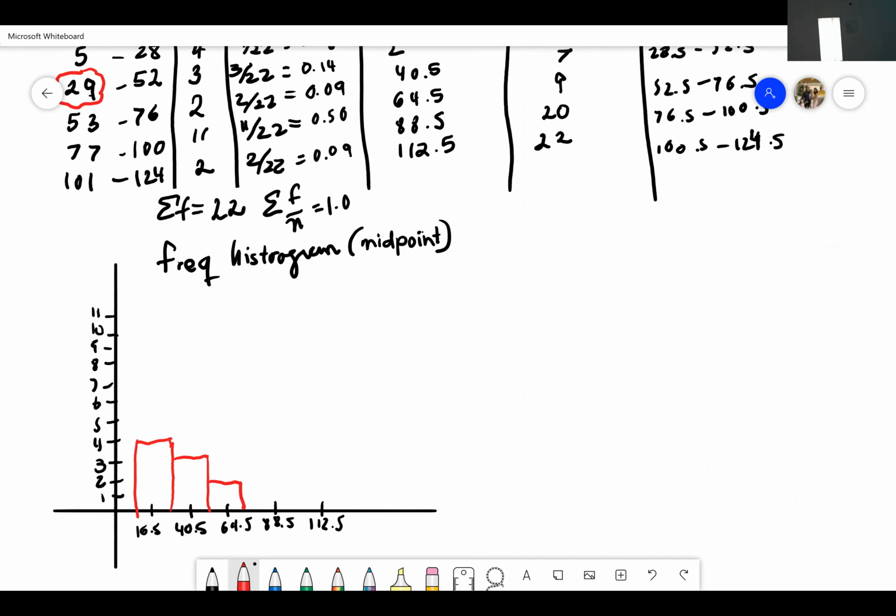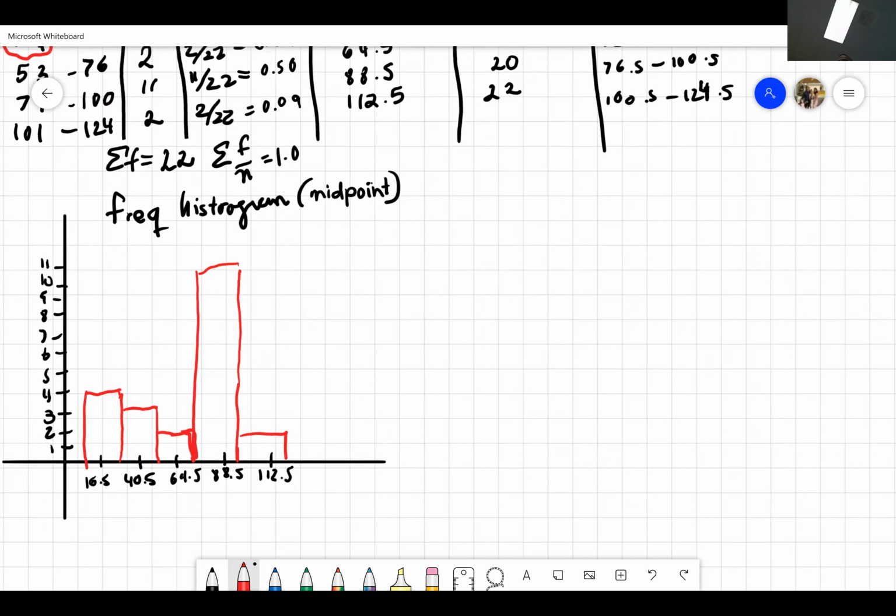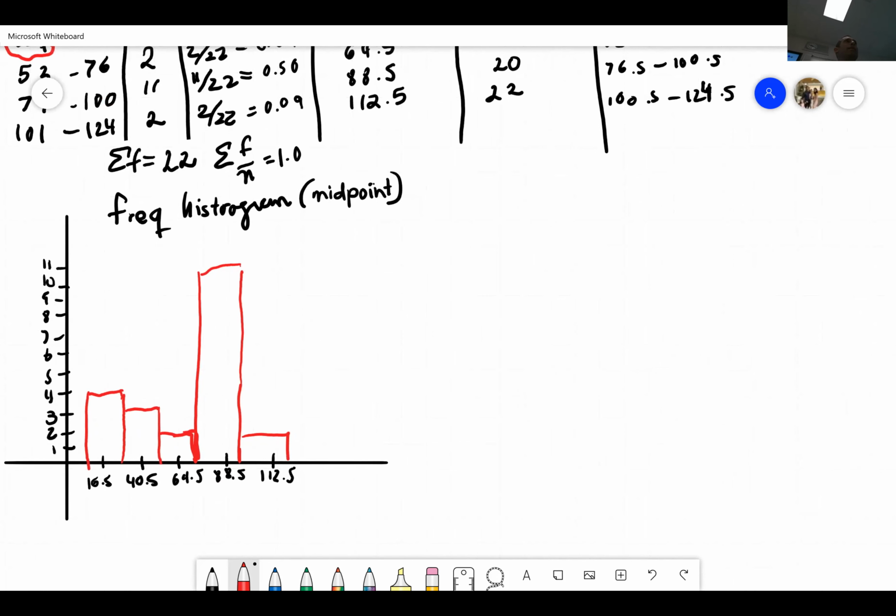You see what I'm doing there? Look, I have to make sure that the midpoint is in the middle of the bar. Not the best, but whatever. All right, any questions or concerns? You guys remember that? Sort of, kind of, maybe.